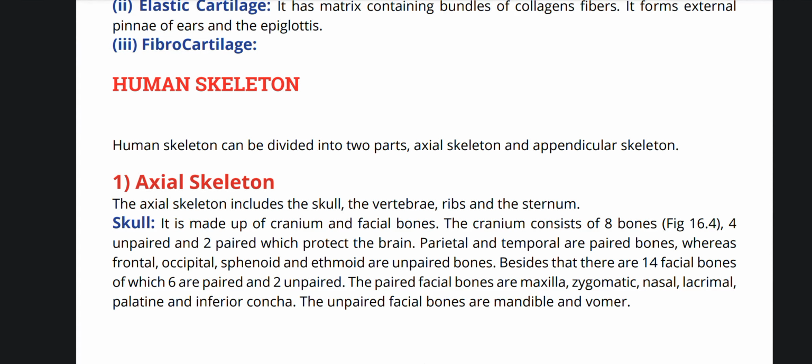Today's topic is the human skeleton. The human skeleton can be divided into two parts: the axial skeleton and the appendicular skeleton. Number one, axial skeleton. The axial skeleton includes the skull, the vertebrae, ribs, and the sternum.